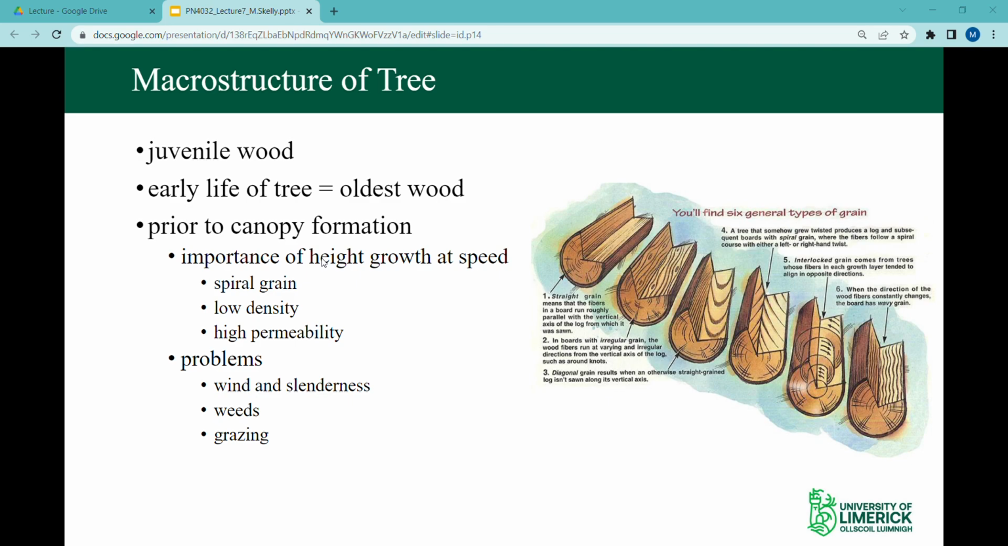So prior to canopy formation, it's important. Basically the early or juvenile wood is before we get a canopy developed within the forestry itself. Importance of height and growth at speed. So spiral grain, low density, and then high permeability. All right, so what I've done here is I've shown you 6 examples of different grain patterns that you can see within a tree when they've been harvested, when they haven't been maintained or taken care of, as well as a clear example of a good piece of timber.